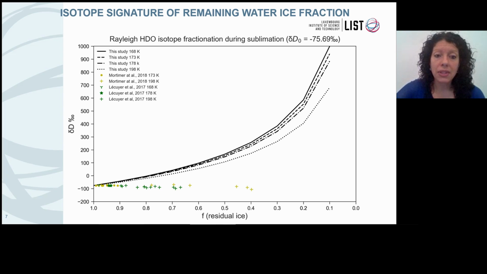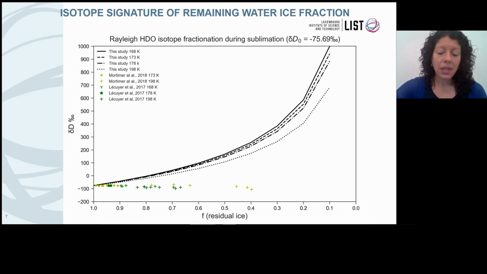There are different lines represented depending on the temperature. The solid line is for 168 kelvins, and the dotted line for 198 kelvins, and we see that at lower temperatures we can expect higher isotope fractionation.